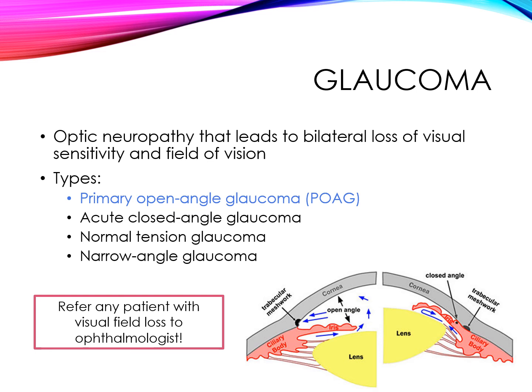There are several types of glaucoma. Primary open-angle glaucoma, or POAG, is what we will focus on today, and it is 70% of glaucoma cases. Acute closed-angle glaucoma is caused by a mechanical blockage of the trabecular meshwork by the iris and is a medical emergency. Any patient that has visual loss must be referred to a specialist.